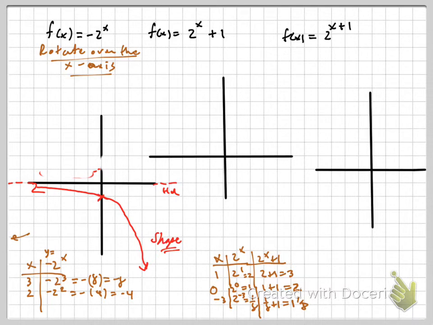If we start graphing the points, the horizontal asymptote is shifted up 1, because it's never going to get smaller than a 1. And so the point that used to be at 0, 1 is now going to shift up, and then you're going to have the increasing shape that we talked about before.